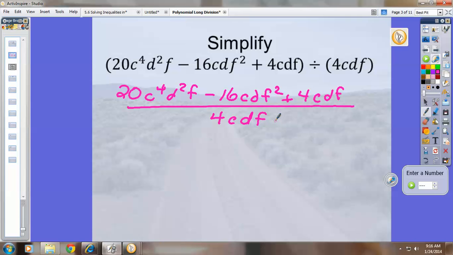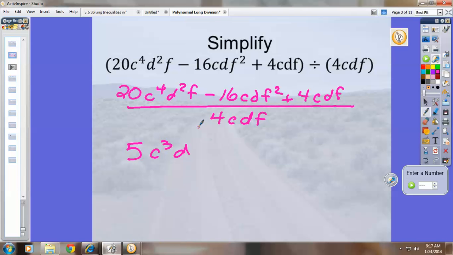Could you simplify this polynomial divided by a monomial? Chase, sit up. Could you simplify this? Well, sure we could. Do you need to break it apart into 3 separate monomials? Can we leave it together? You should probably be able to do this without breaking it apart. What goes into 20 and 4? 4 goes into 4 once and into 20 5 times. We have c to the fourth divided by c, c cubed. We have d squared divided by d, and the f's are going to cancel.